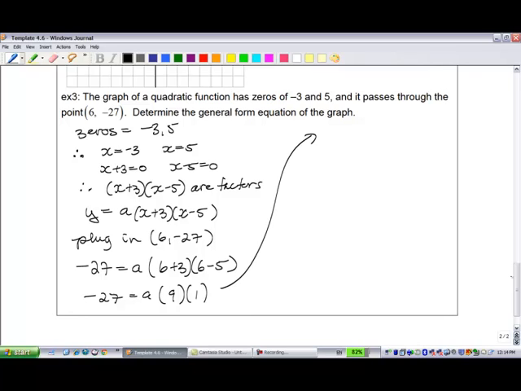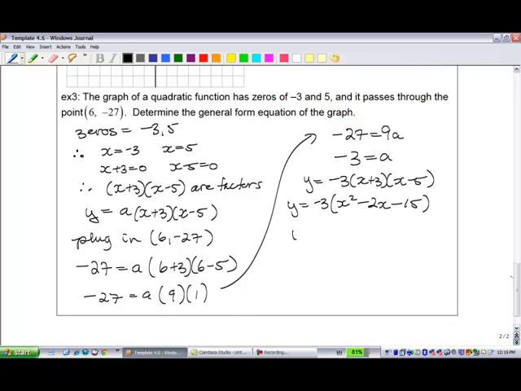And let's take a look here. We got -27 equals basically 9a. Dividing by 9, we get a equals -3. So we get y equals -3, x plus 3, x minus 5. So that would be in kind of a factored form. It asked for general form, so let's expand that. Let's leave the -3 alone for a second. We get x squared minus 2x minus 15. And multiplying through by -3, we get -3x squared plus 6x plus 45.